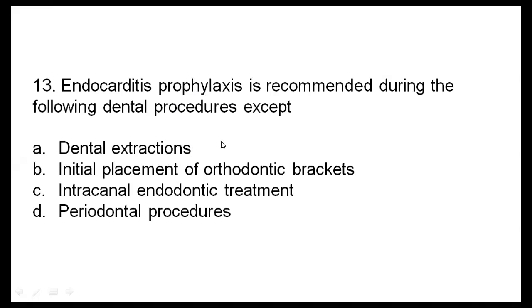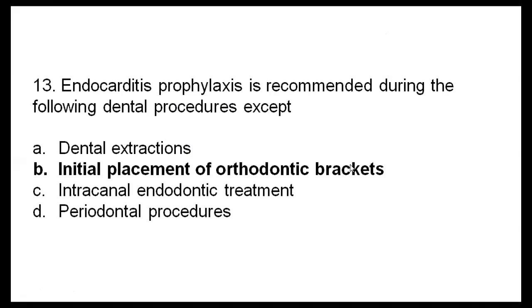Like you all said, the correct answer is initial placement of orthodontic brackets, because it's a bloodless procedure. It's a very simple procedure where we do not breach the epithelium. For extractions, definitely we give endocarditis prophylaxis. For intracanal endodontic treatment, we might go beyond the apical foramen and there could be bleeding, and that bleeding could lead to bacteremia. The idea is we want to avoid any kind of bacteremia. We all know there are so many bacteria in the oral cavity and we do not want them to get into the bloodstream. That's the reason we give endocarditis prophylaxis. Obviously, periodontal procedures cause bacteremia.